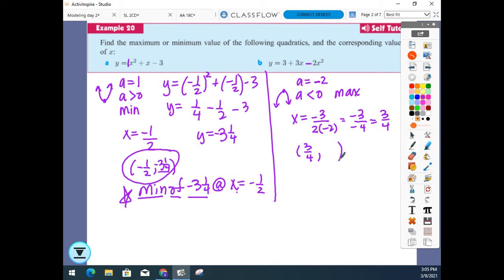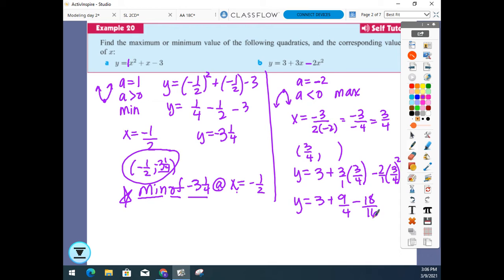Then we plug our x coordinate in to find our y coordinate. 3 plus 3 times 3/4 minus 2 times 3/4 squared. So 3 plus 9/4, multiply the top, multiply the bottom, minus, this is 9/16 times 2 over 1, so that's 18/16.